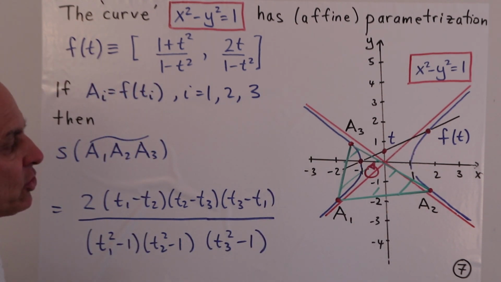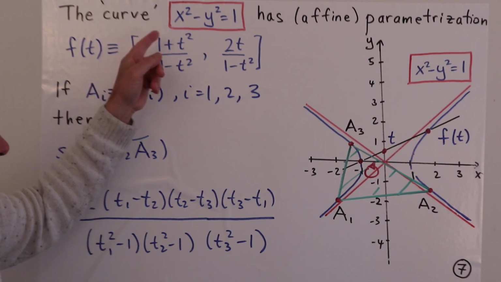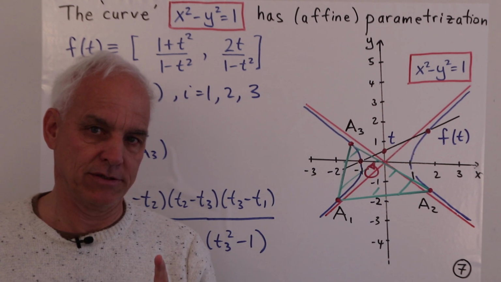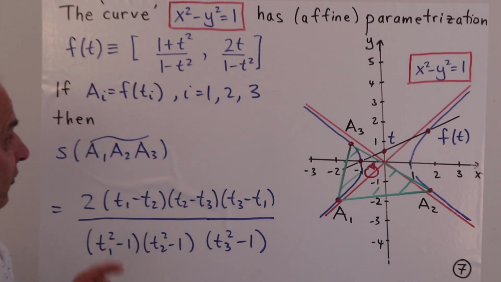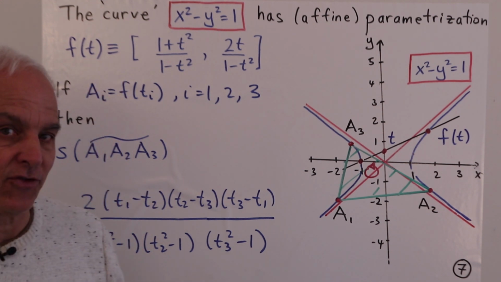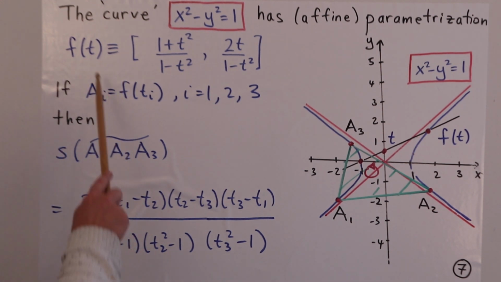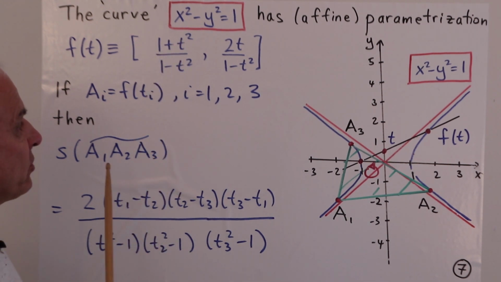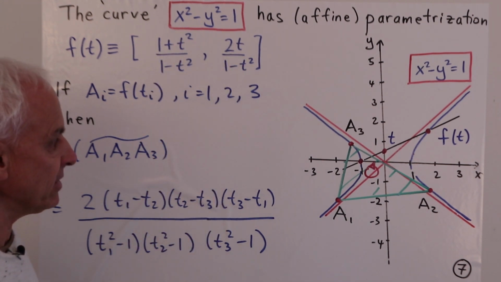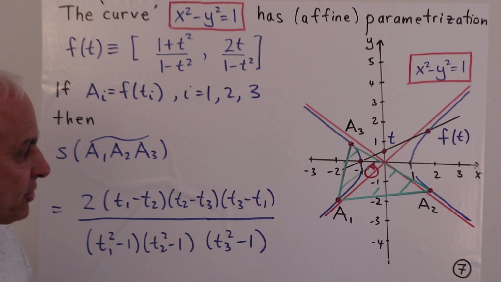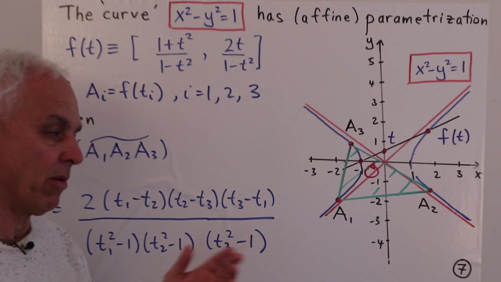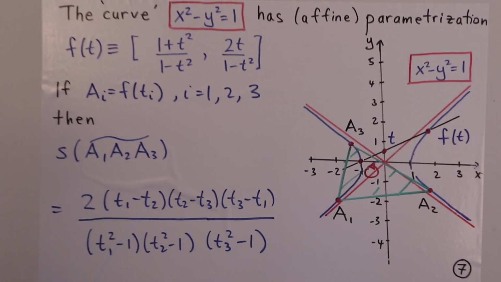In any case, it turns out that this curve also has an affine parametrization, just like the circle did. In fact, the formula for it is very similar to the circle formula. So here's the affine parametrization of this hyperbola. Let's call it f of t. It's 1 plus t squared over 1 minus t squared, and 2t over 1 minus t squared. There's a lot to say about this, and we will be talking more about it. And in the worked problems, we'll get some more familiarity with this.